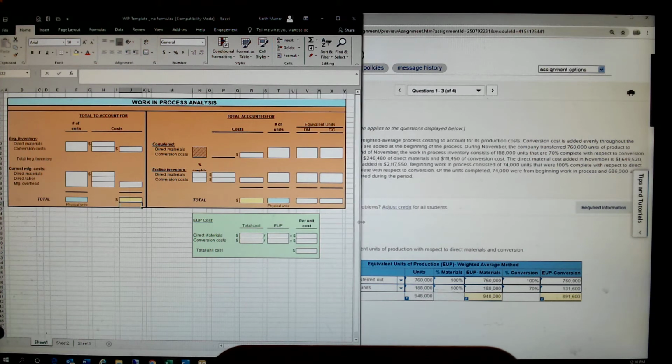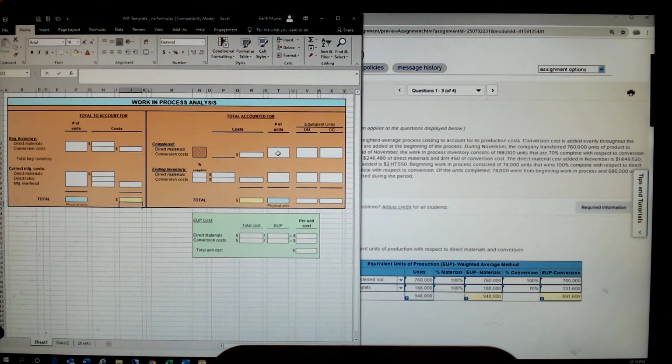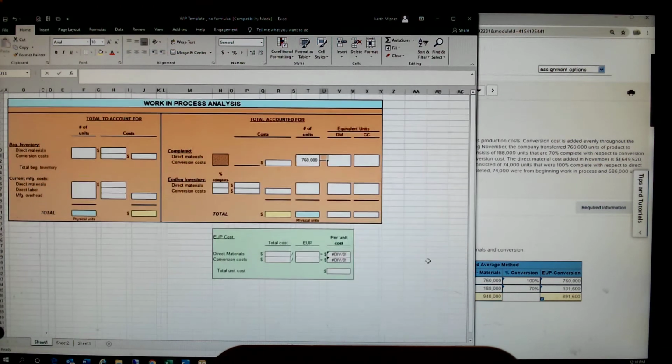Now remember what step one is: to get a handle just on the number of units. How many did I start with? How many did I actually begin this month? And how many did I finish? And how many are still here? So looking at this problem, where does it talk about the units? It says right here, during November, the company transferred 760,000 units of product to finished goods. So I know that it actually finished 760,000. Let me make that a little bit bigger so you can see it a little bit better.